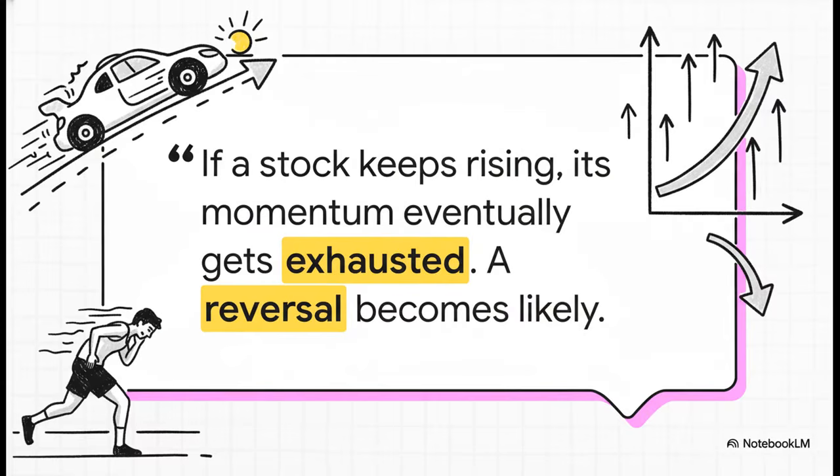And this right here perfectly sums up the core logic. Just think about it in real-world terms. A car can't just accelerate forever, right? A sprinter can't keep getting faster and faster down the track. At some point, that energy gets exhausted. Well, the RSI is built on that exact same principle, that a market pushing too hard, too fast, in one direction will eventually run out of steam. And when it does, a reversal becomes much more likely.